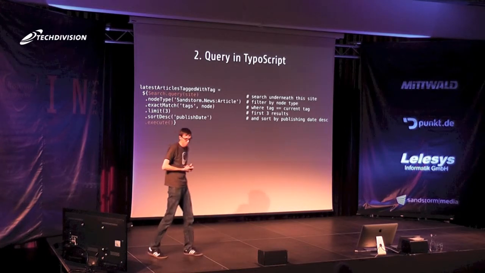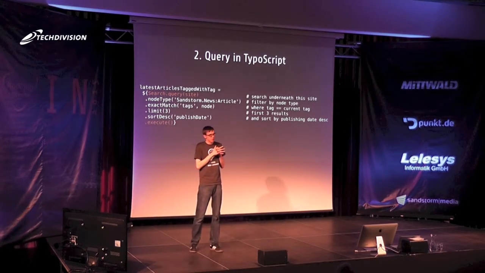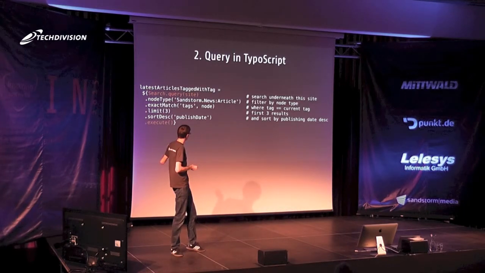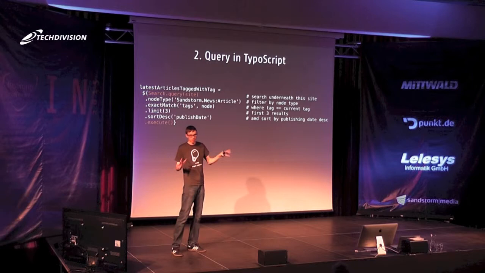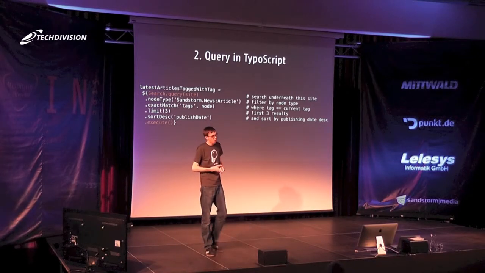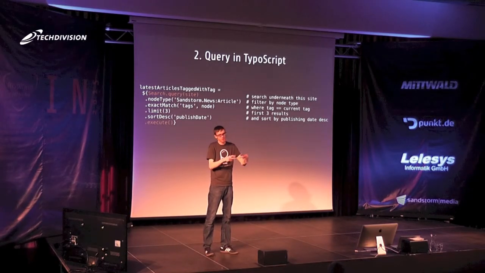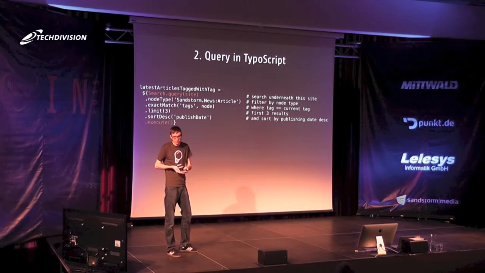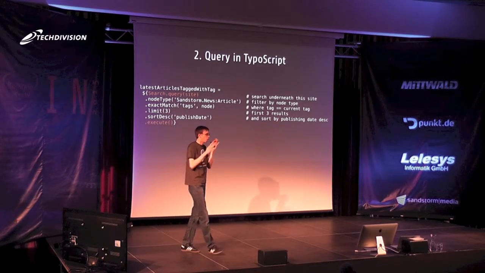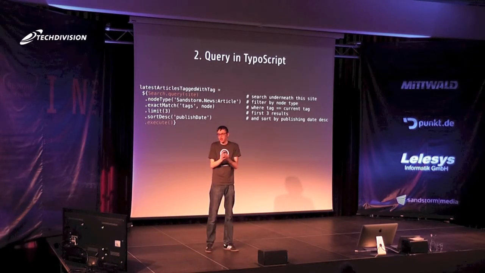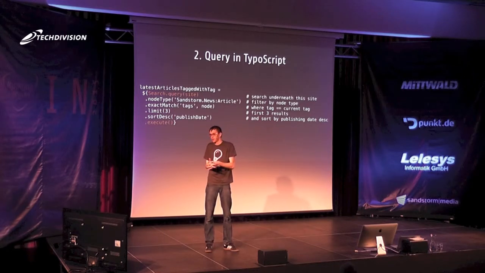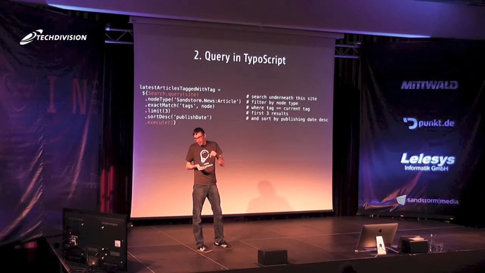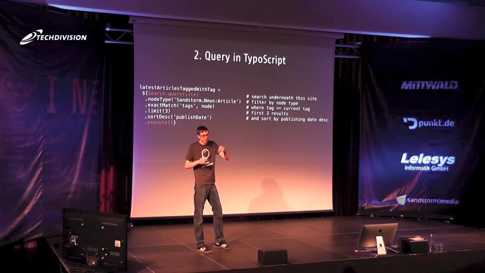What we essentially do is start the search at a certain point of the website, which is currently the site node. That means we search throughout the whole website. This is basically a global search throughout our whole system. We could also search for parts of it. Then we add constraints to the search expression. For instance, we only want to find certain node types, the article in our case. And we want to find the article where the tags property has our current tag in there.